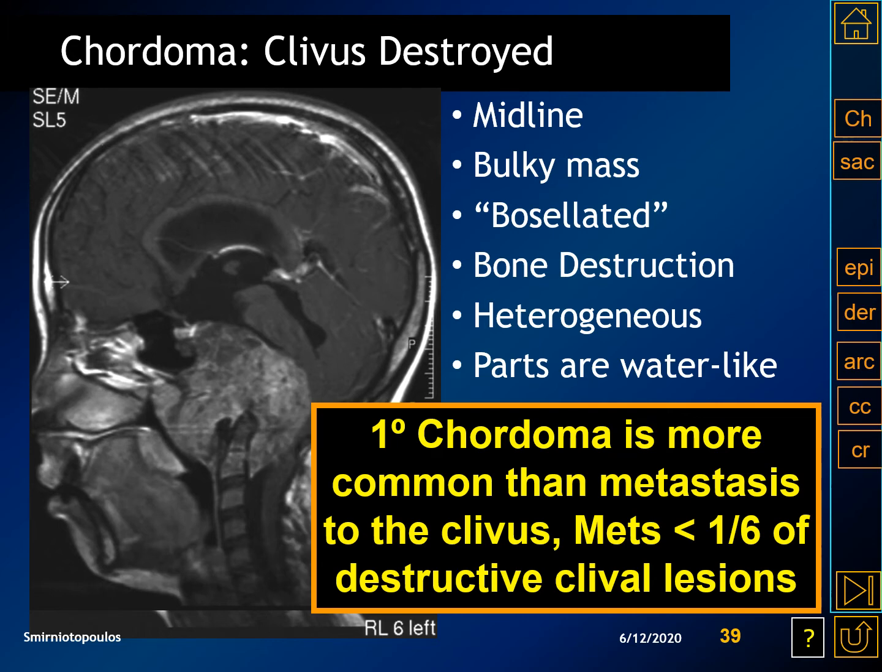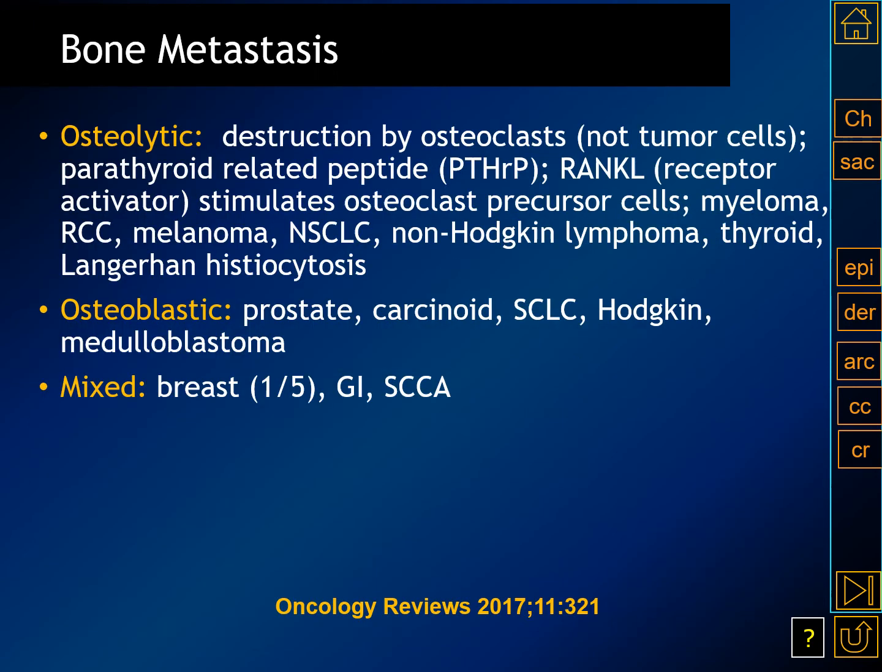Primary chordoma is a much more common lesion in the clivus than metastatic disease. METs constitute less than 1/6 of destructive clival lesions. You want to remember that metastatic disease does not destroy bone. The chordoma does not destroy bone. Instead, both METs and chordomas stimulate bone destruction by overactivity of the osteoclasts and in some cases inhibition of the osteoblasts. So as Mark Murphy always says, there's only two things that can remove bone: osteoclasts and surgeons.